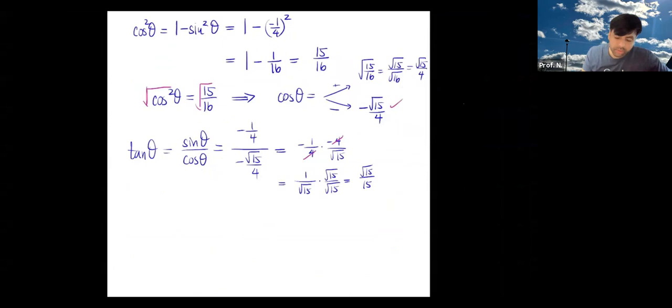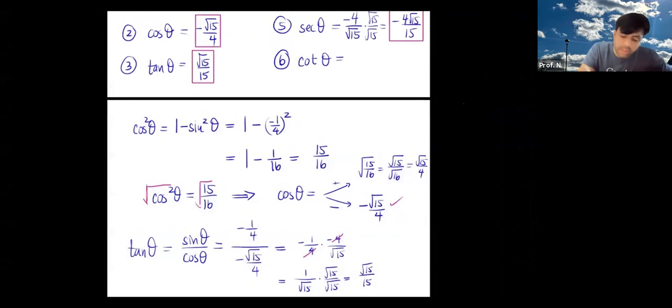And cotangent, what is cotangent? It's just going to be the reciprocal, right? The reciprocal is 15 over rad 15. And if you reduce that, you get rad 15.